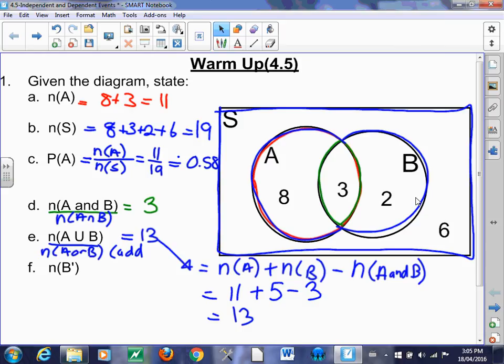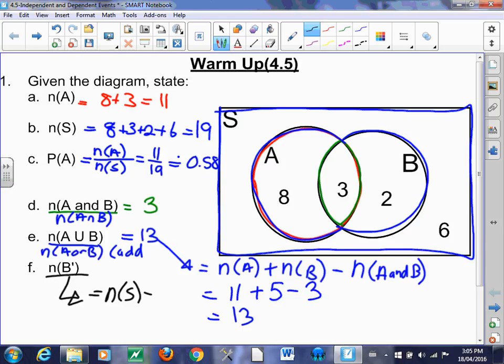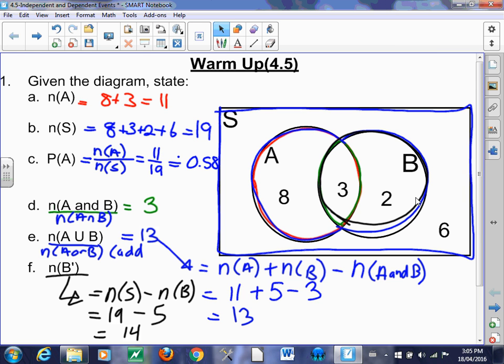Last one. The number that are not in B. Well, that equals the sample, subtract the number that are in B. This is the complement method. So number in our sample we know is 19, subtract the number in B, which we just discussed was 5, equals 14. All right, let's keep moving on.